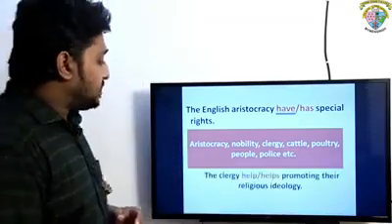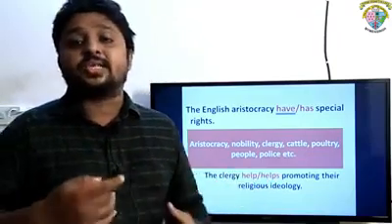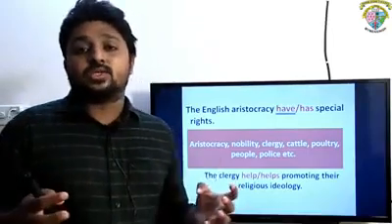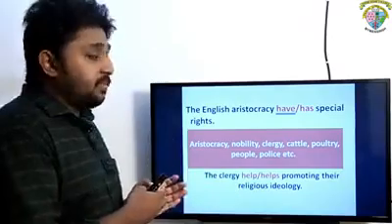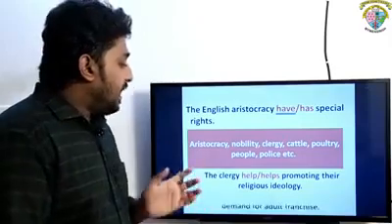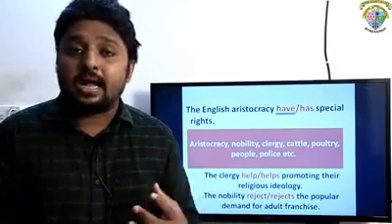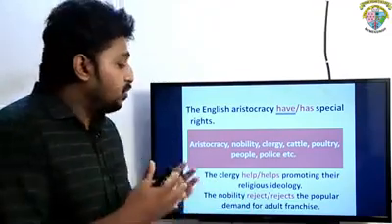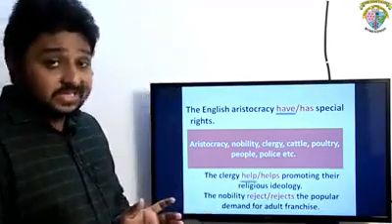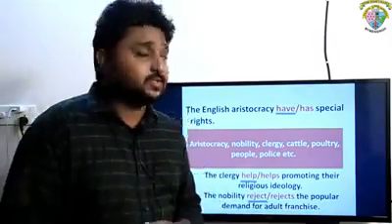So let's see more examples. The clergy help or helps promoting their religious ideology. So look, here the clergy looks like a singular subject, though it's a plural subject. As it's a plural subject, it will definitely take a plural verb, and the answer should be help. And the next one, the nobility, it also looks like a singular subject, but it's a plural subject and it is going to take a plural verb. So the answer should be reject here. The nobility reject the popular demand for adult franchise.